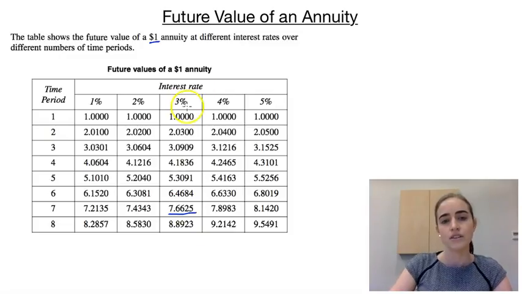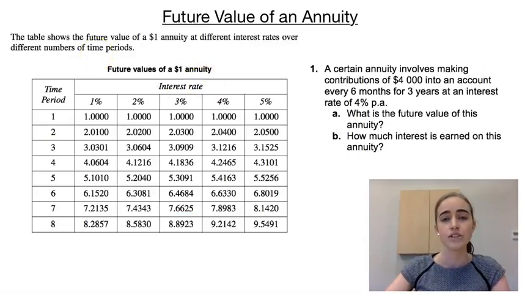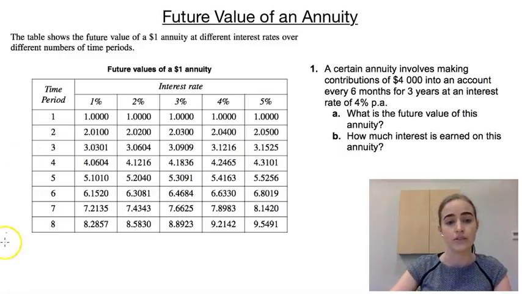So we need to make sure these interest rates and the time periods will work for any time period, whether it's days, weeks, months, whatever it is. But we need to make sure that our interest rate and our time periods are in the same units. So our first question for this table says a certain annuity involves making contributions of $4,000 into an account every 6 months for 3 years at an interest rate of 4% per annum. Part A asks us what is the future value of this annuity.